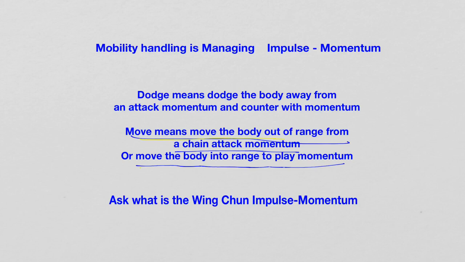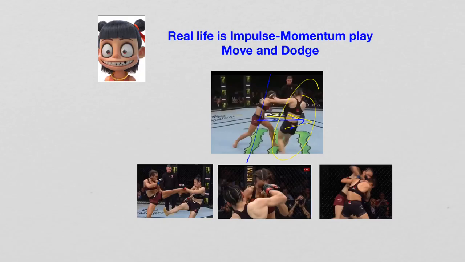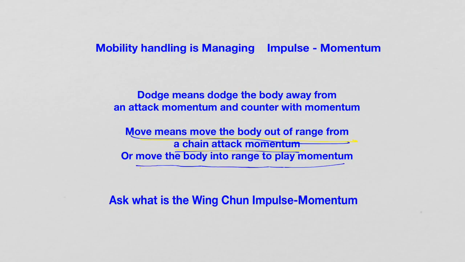Move means move the body out of range from a certain attack momentum. That thing is too strong, too powerful. You just cannot deal with it. Okay. And these two things are a must, because this is when the opponent is too strong. This is when one can deal with it. So one can use dodge. And here you cannot deal with it. You have to move away. Okay. So there's the concept.